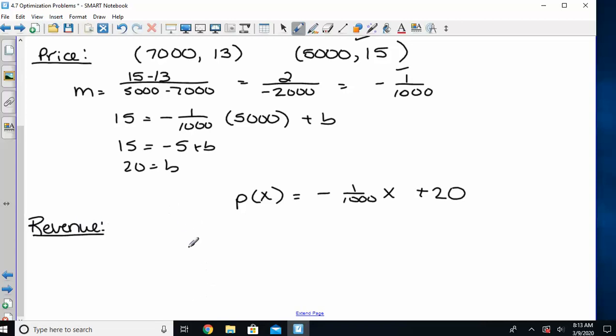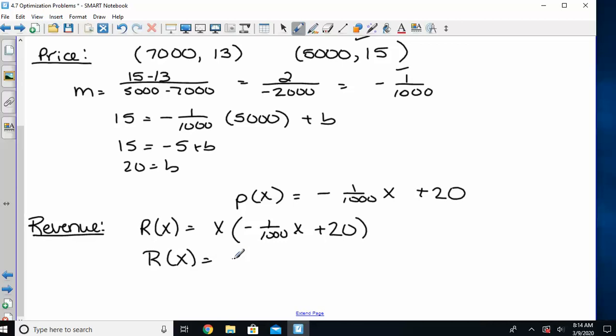Okay, revenue is price times quantity. It's the number of items you sell, which is X in our scenario, times the price of each one, which is my price equation. So my revenue equation is negative 1 over 1,000 x squared plus 20x.